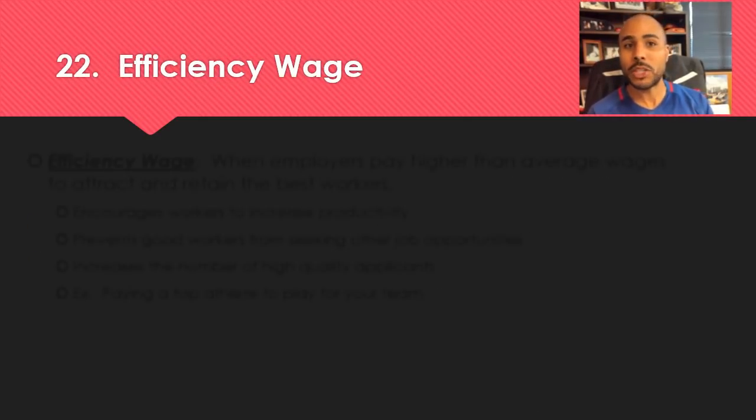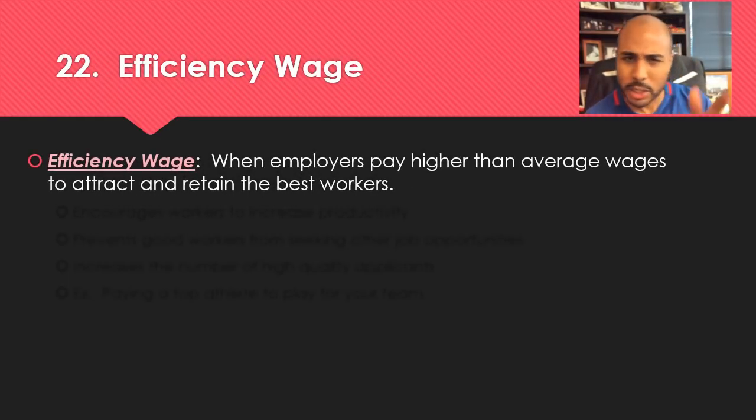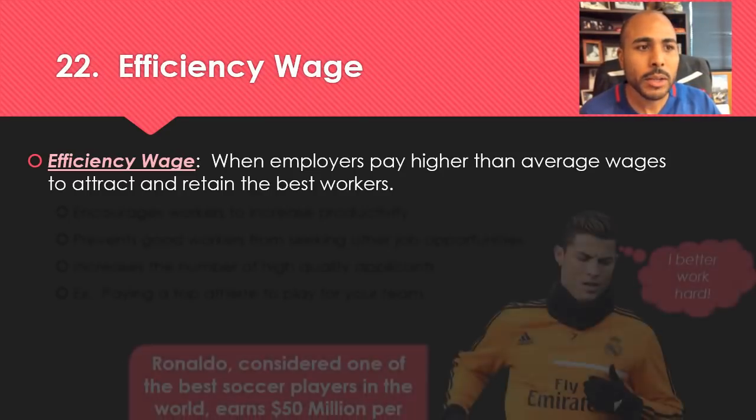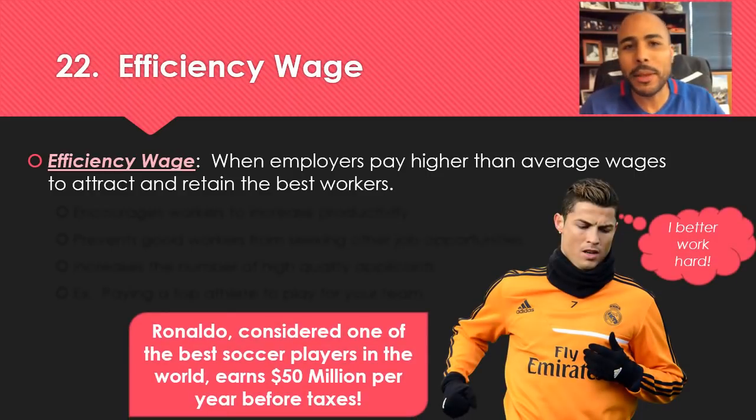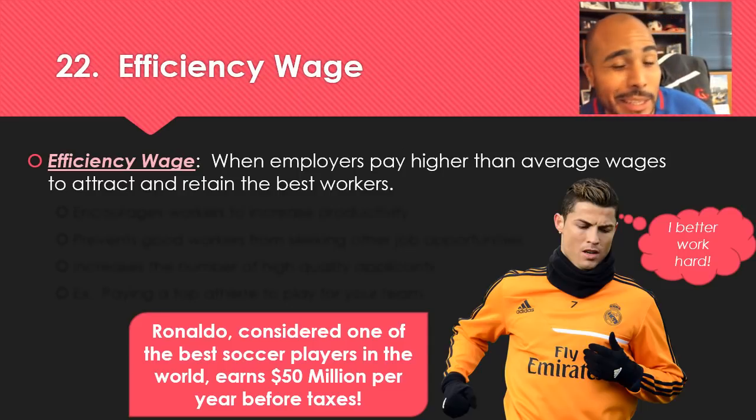All right, efficiency wages. We talked about this a moment ago, but let's revisit one more time, okay? An efficiency wage is when employers pay higher than average wages to attract and retain the very best workers. So, my favorite example is my favorite soccer player, Cristiano Ronaldo, okay? He's considered one of the best soccer players in the world. I think he's the very best.